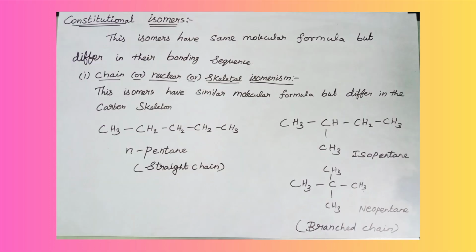Constitutional isomers. This type of isomers have the same molecular formula but differ in their bond sequence. Chain isomerism is also known as nuclear isomerism or skeletal isomerism. This isomerism has a similar molecular formula but differs in the carbon skeleton. Example: n-pentane, isopentane and neopentane. n-Pentane has a straight chain. Isopentane and neopentane have a branched chain.